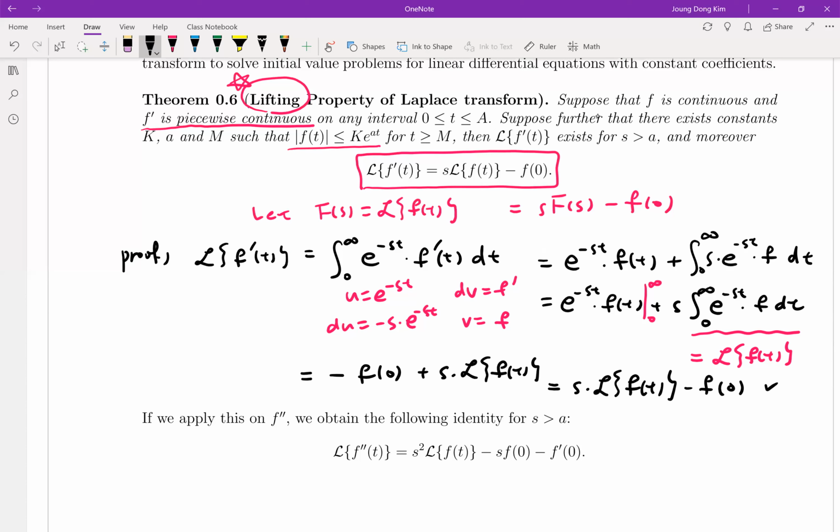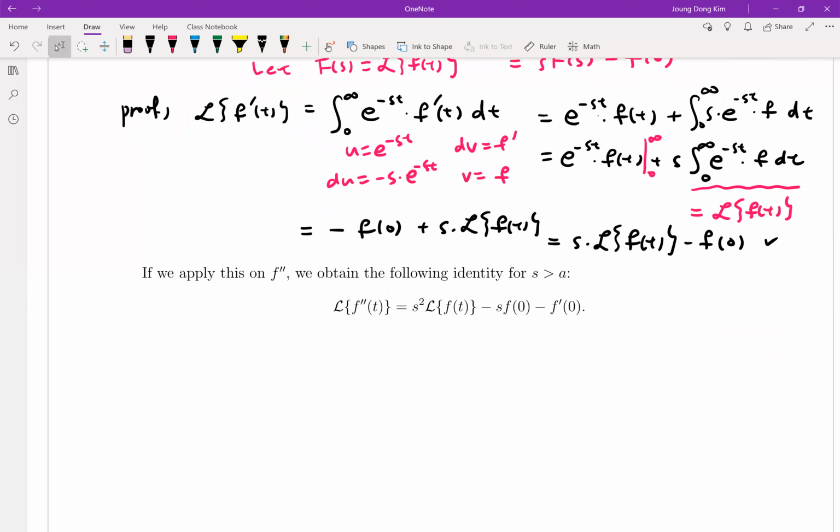It is lifting, okay? So not only for f prime, but we also have to extend. We can extend to f double prime as well. It is given here, okay? If you want to find the Laplace transform of f double prime, it is given this way. That's really easy. Here we go. Since we know the double prime is the prime of the first prime, you know what I'm saying, right? The Laplace transform of f double prime, right?